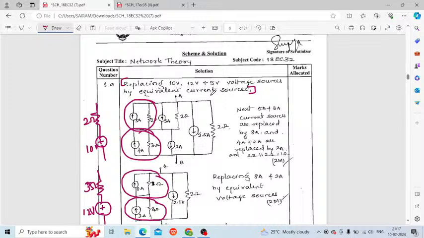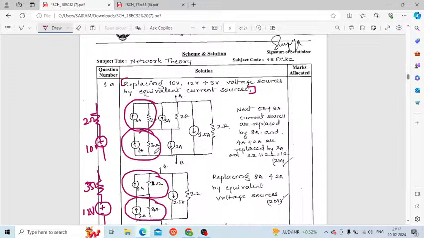What they'll do, to be frank, is just see the writings of this, and according to the writings, say here they've written replacing 10 volt, 12 volt, and 5 volt voltage sources by equivalent current source. They'll just look at this and see whether they have done it correctly, and then they'll move on, friend. So that is why, try to write a statement for each of the steps.